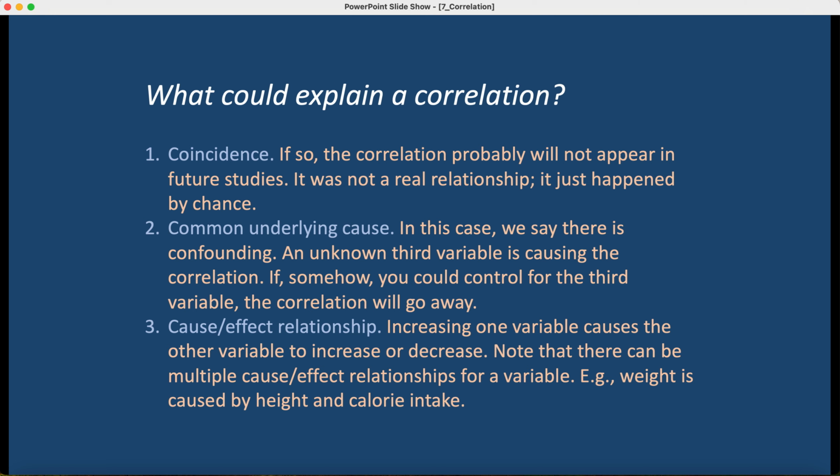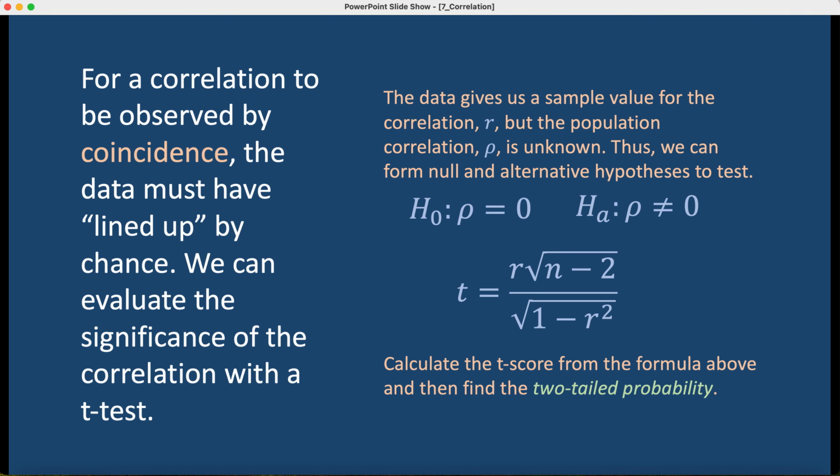Now, we've talked about what the correlation could mean. It could either just be a coincidence or a common underlying cause or a cause and effect. And in this case, we know that there's a common underlying cause. If it's just a coincidence, however, then that correlation we get should not be significantly different from zero.